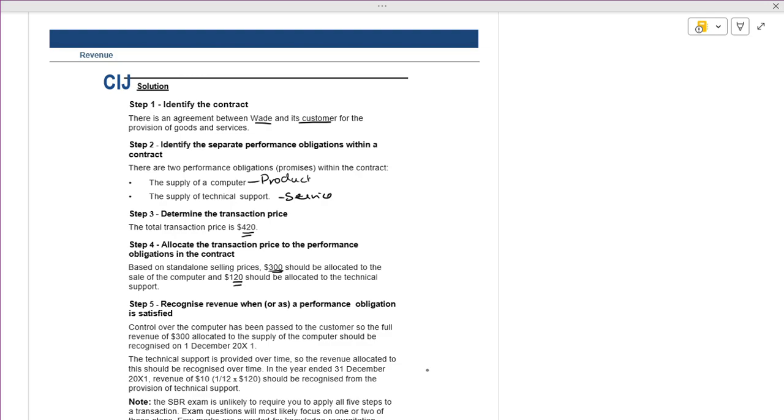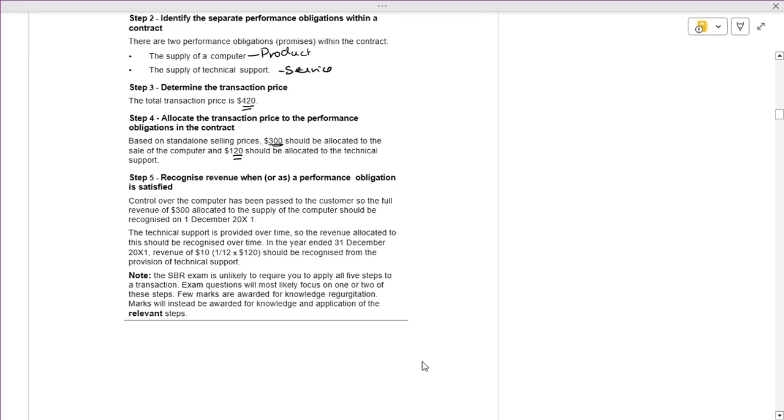Now see the thing, this is where it matters a lot. The product we are selling directly at once. Control over the computer has passed to the customer, so full revenue is recognized. But the service is not like that. Service is for 12 months, where it has been mentioned. When service is for 12 months, what do we have to do? We are charging 120 for the service. Each month you have to charge 1 by 12. Every month the amount of service will be how much?